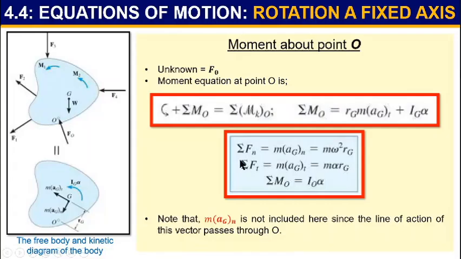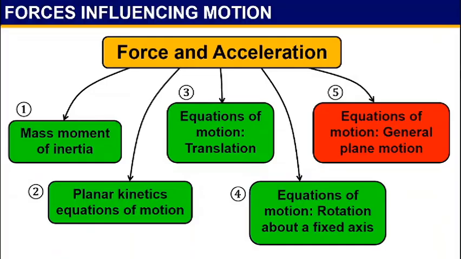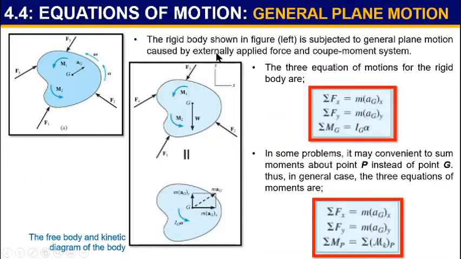Lastly, the fifth subtopic, equation of motion, general plane motion. The rigid body shown in the figure is subjected to general plane motion caused by an externally applied force and couple moment system. The three equations of motion for the rigid body are sum Fx equals M AGx, sum Fy equals M AGy, and sum MG equals IG alpha. You already learned this before.